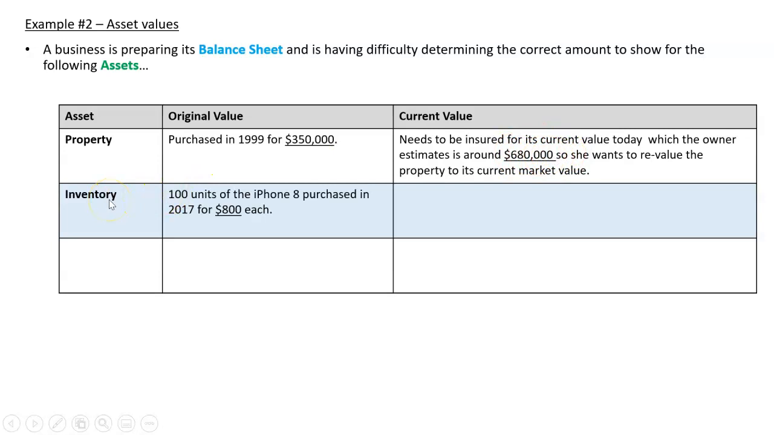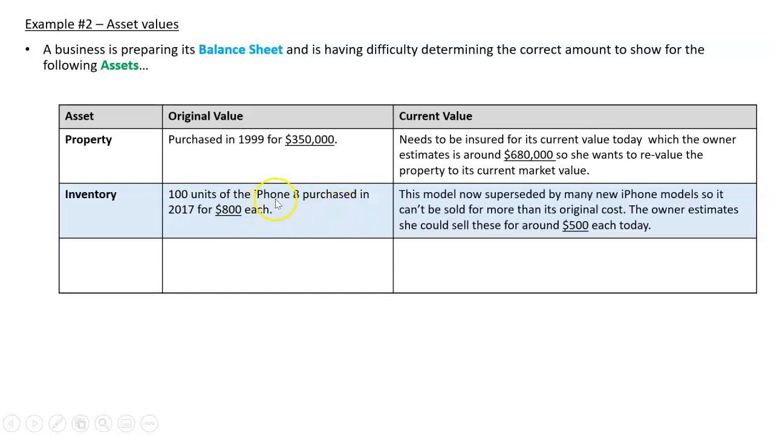What about stock? That's an asset. Inventory. Let's say this is a business that sells mobile phones. There are 100 units of the iPhone left in inventory that we didn't sell when we bought them in 2017. Maybe we bought 10,000 of them. There's still 100 left at $800 each. That's what we paid. Is that the value today? No. This model's now been superseded by many new iPhone models. You're not going to be selling it for $800, and that's just its cost. So the owner reckons they could probably be sold for around $500. You're going to take a loss on these phones. That's just a fact of life, and we'll deal with that as a topic later in the year. It's called net realizable value.